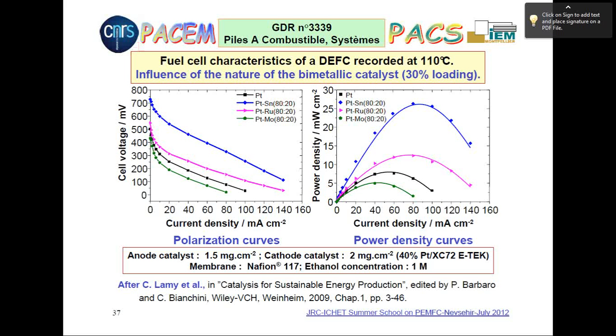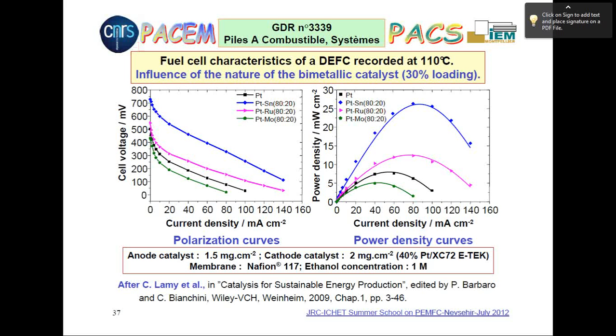pure platinum, platinum tin, platinum ruthenium, platinum molybdenum. So you see that with platinum tin, you have a very large upward shift of the curves. So you play strongly on the exchange current density. But this one, platinum, is bad. You can also draw the specific power, milliwatt per square centimeter, versus current density.